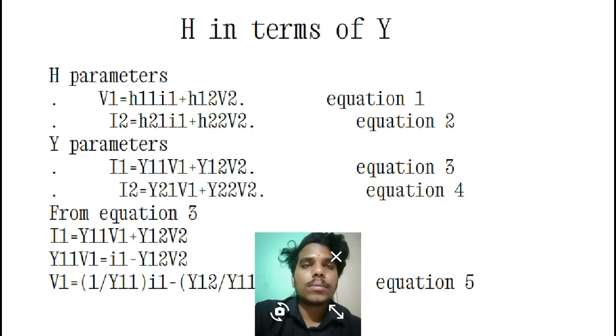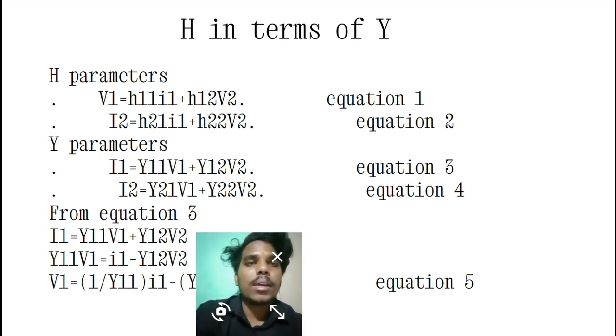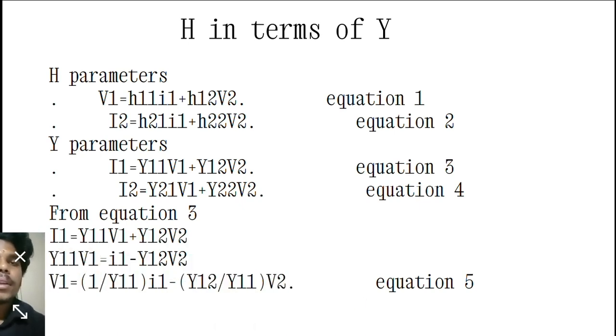Next, H in terms of Y parameters. H parameters: V1 equals H11 I1 plus H12 V2. This is equation 1. I2 equals H21 I1 plus H22 V2. This is equation 2. In terms of Y parameters, I1 equals Y11 V1 plus Y12 V2. This is equation 3. I2 equals Y21 V1 plus Y22 V2.